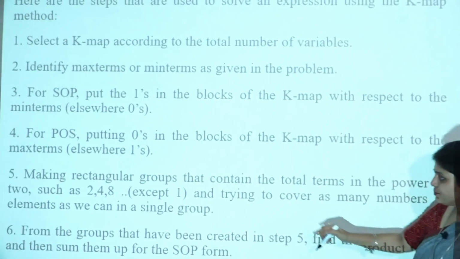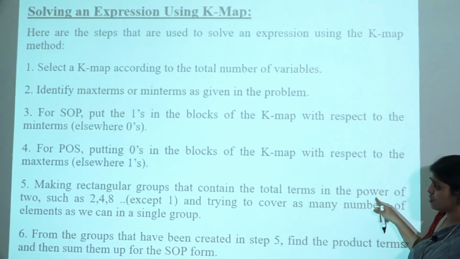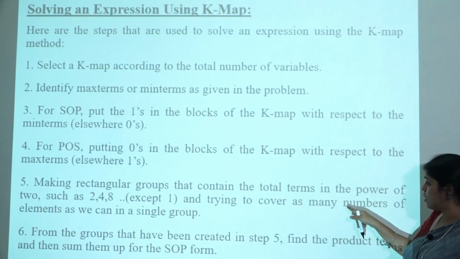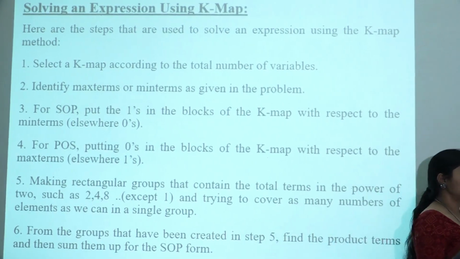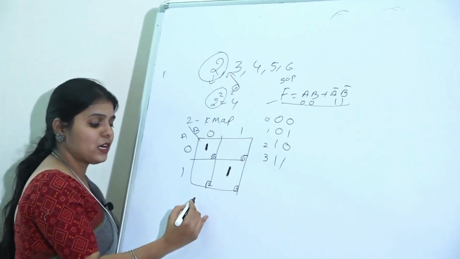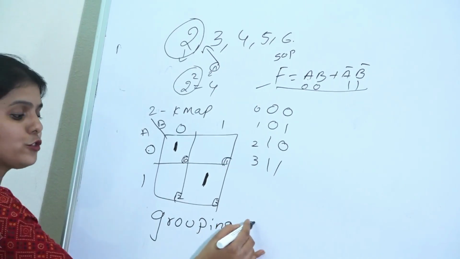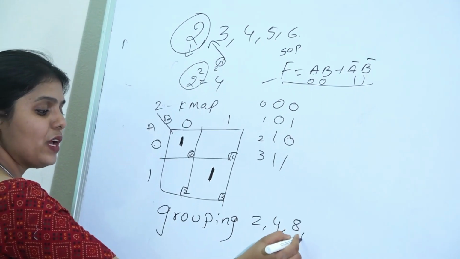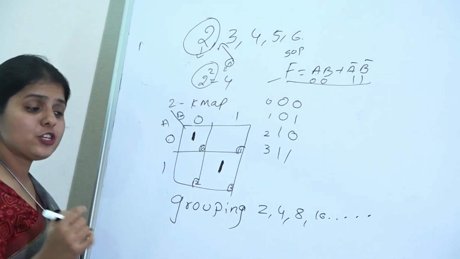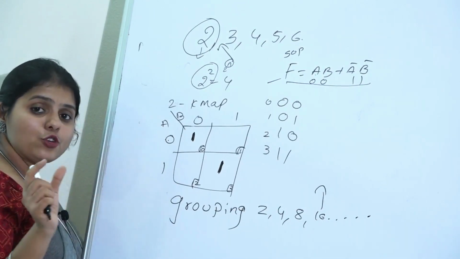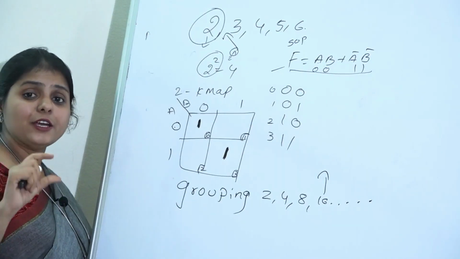Next, make rectangular groups that contain the total terms in powers of 2, such as 2, 4, 8, trying to cover as many elements as we can in a single group. That is, in short, after we place these terms, we are going to perform grouping: grouping of 2, grouping of 4, grouping of 8, grouping of 16 and so on. First priority should be given to the highest grouping. When you go for the highest grouping, you will get the least reduced expression.